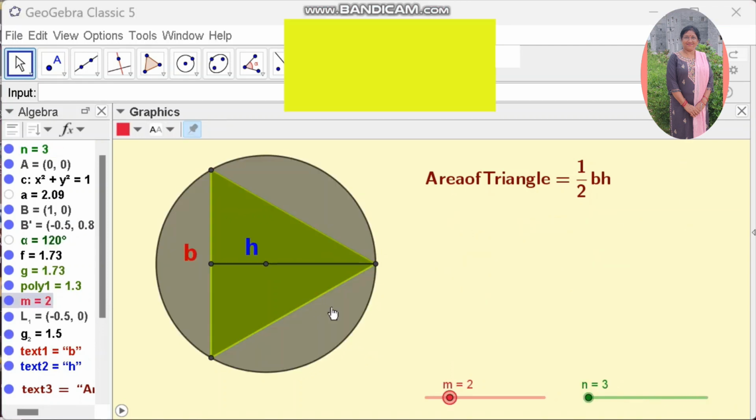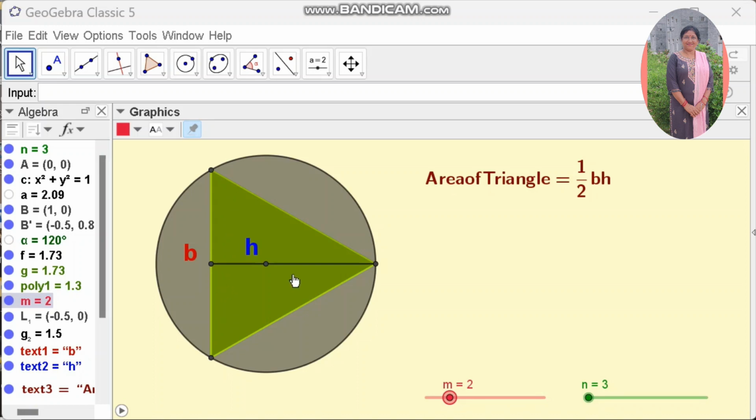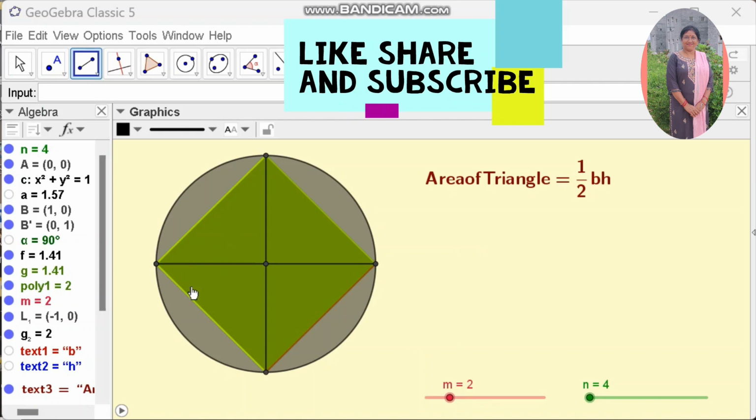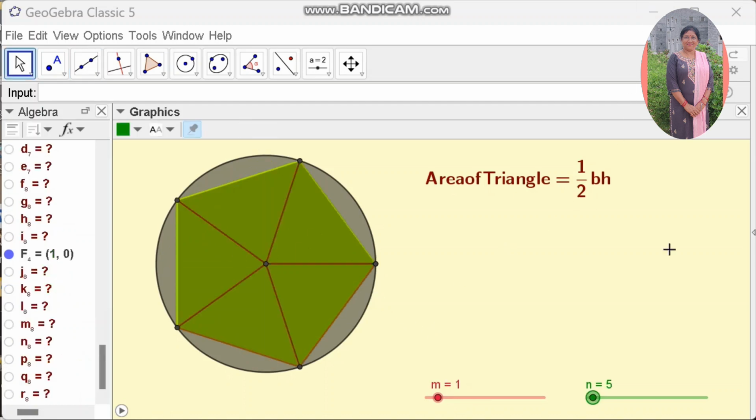As we know, the area of a triangle is equal to half base multiplied by height. Here the base is equal to b and the height is equal to h. Hence the area of the triangle will be equal to half b multiplied by h. And if the number of sides of the polygon is 4, then we see here the number of triangles is also 4. Hence the area of this polygon is equal to 4 times the area of one triangle.